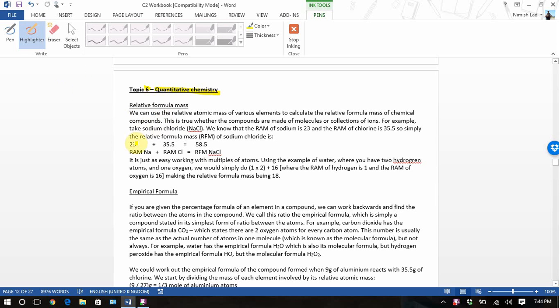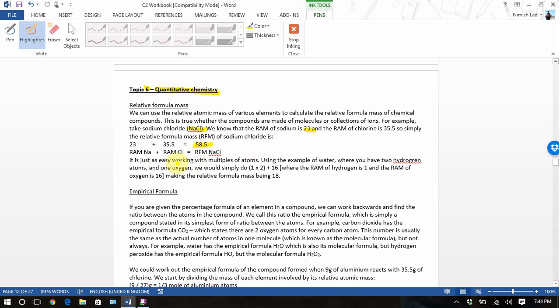So relative formula mass, okay, this is pretty straightforward. We can use the relative atomic masses of various elements to calculate the relative formula mass of a chemical compound. This is true when compounds are made of molecules or collections of ions. So for example, let's have a look at sodium chloride. We know that the relative atomic mass of sodium is 23 and chlorine is 35.5. So the relative formula mass is just those two numbers added together: 58.5.